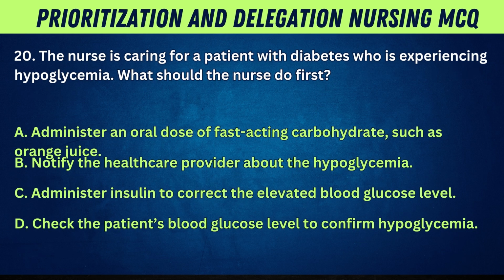20. The nurse is caring for a patient with diabetes who is experiencing hypoglycemia. What should the nurse do first?